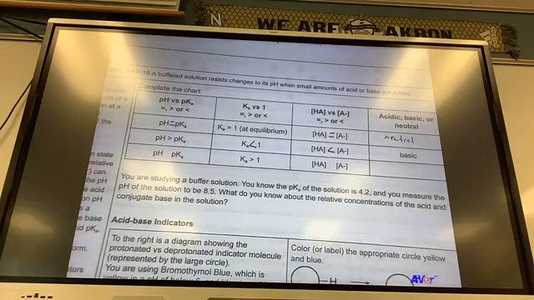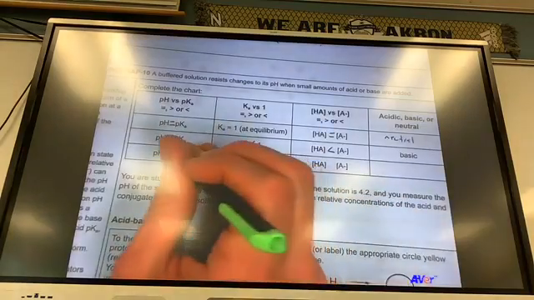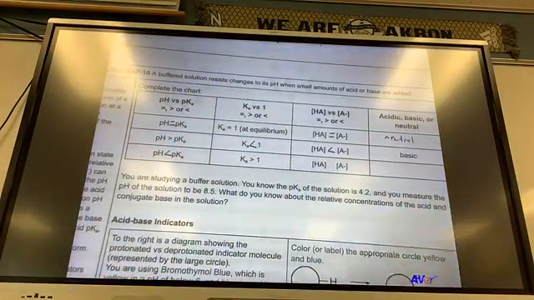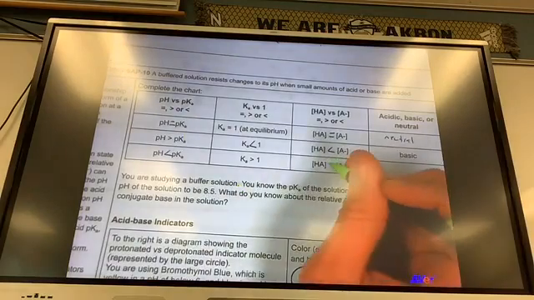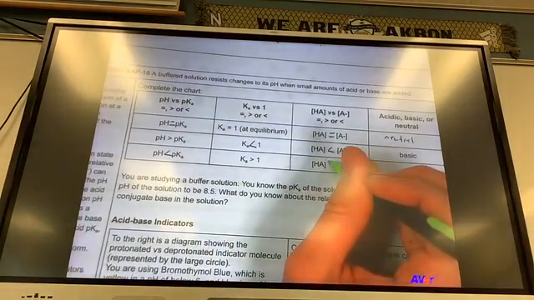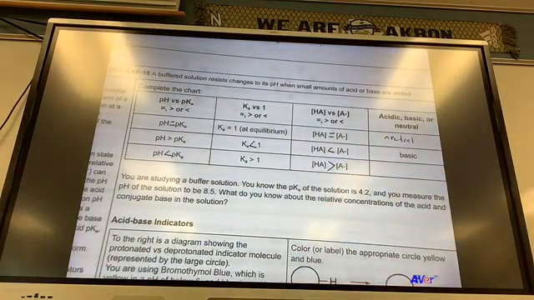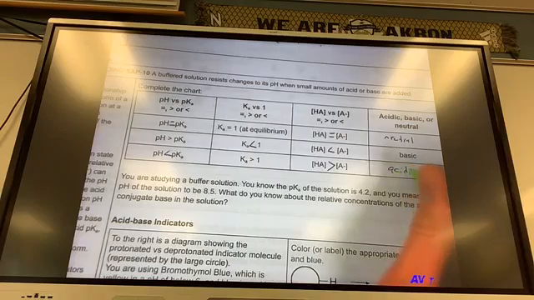Just look over that a couple times. That'd be really good to look at before the weekend. Next week and later. pH is less than pKa, my Ka is greater than 1, therefore my undissociated HA is going to be greater than my A minus, so this is acidic. This is acidic.